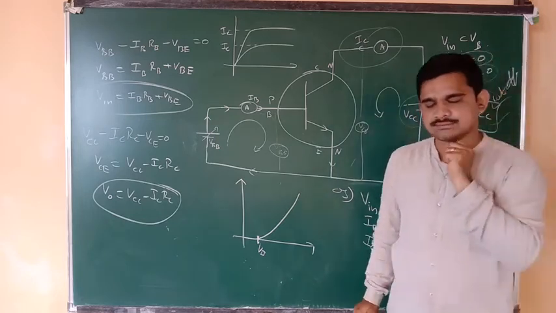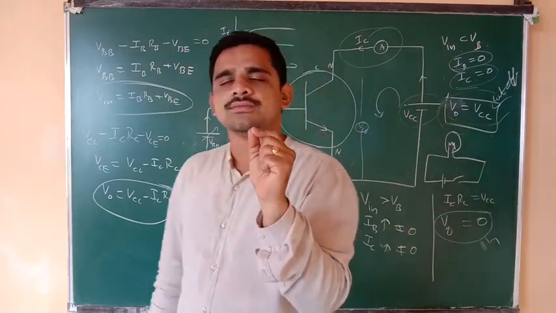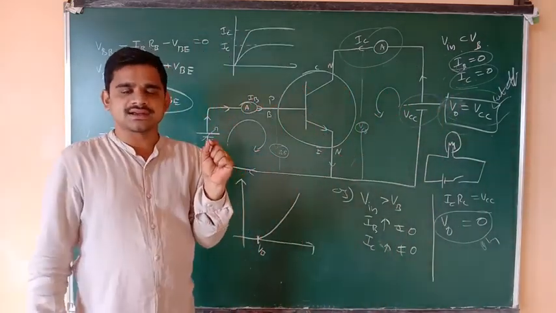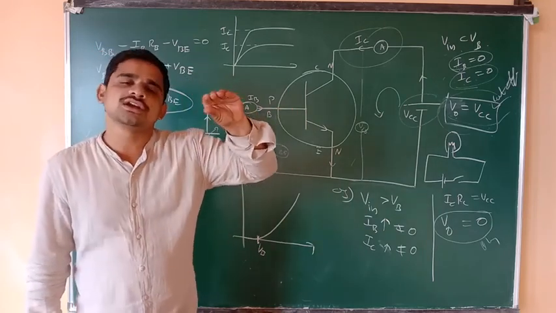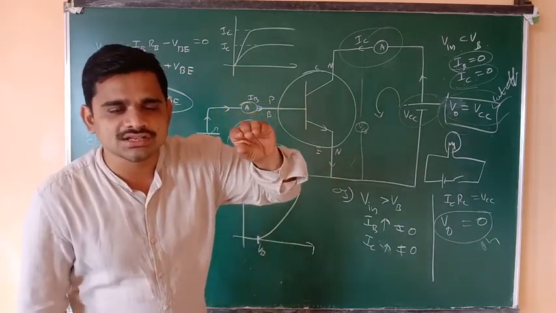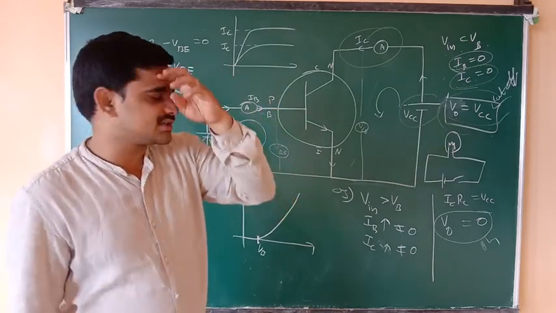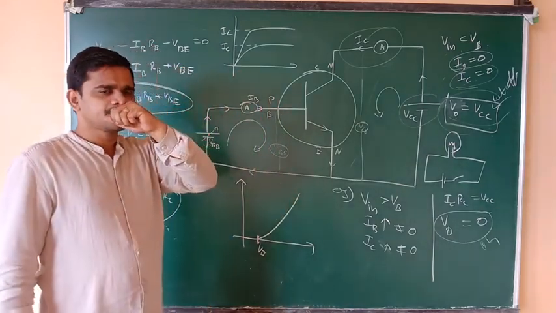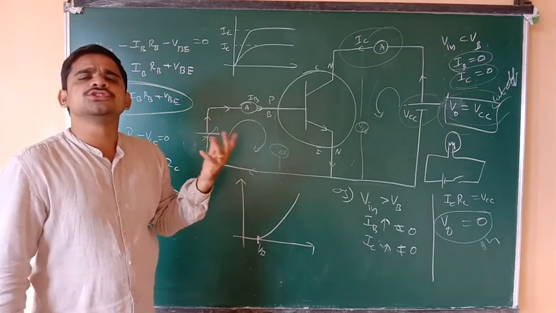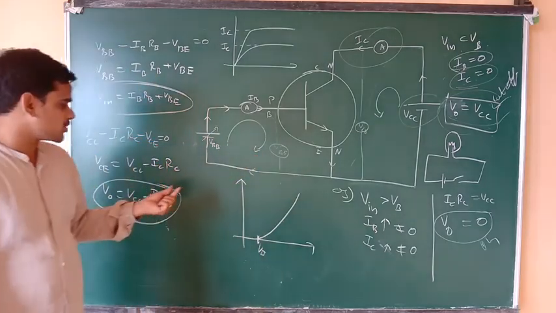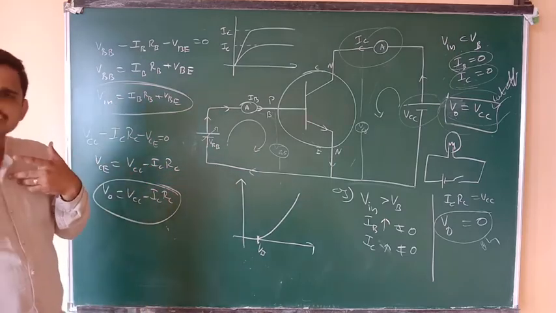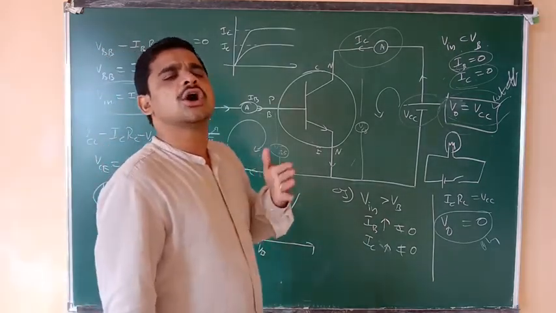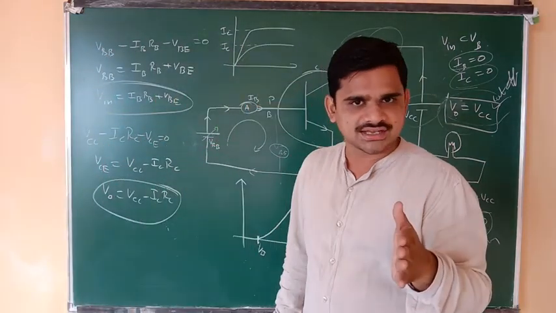I'll tell you the reason one more time. If the input voltage is less than the barrier potential, the input current is 0. When the input current is 0, the output current is 0. When the output current is 0, there is no potential drop. When there is no potential drop, IC becomes 0 and V0 is equal to VCC, which means no potential is getting dropped. It means it is in off state, the cutoff state, right?